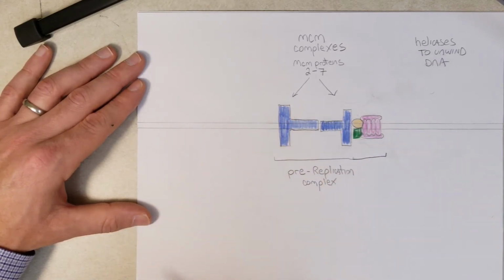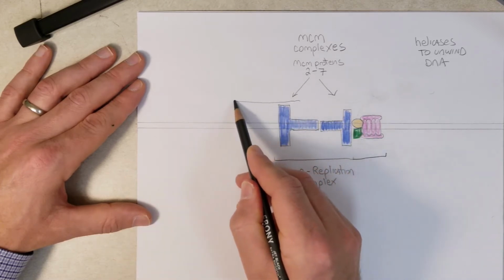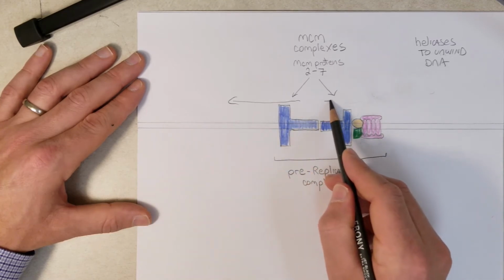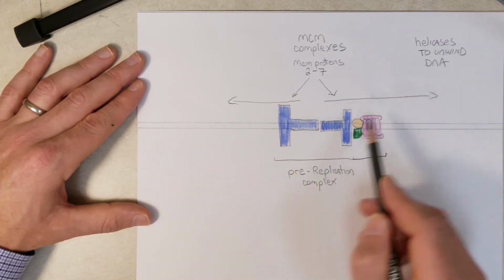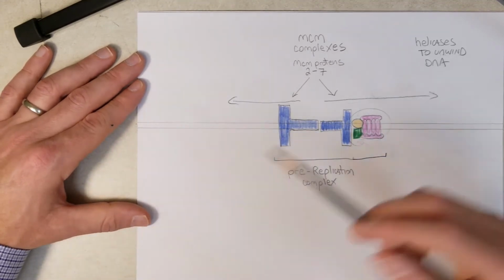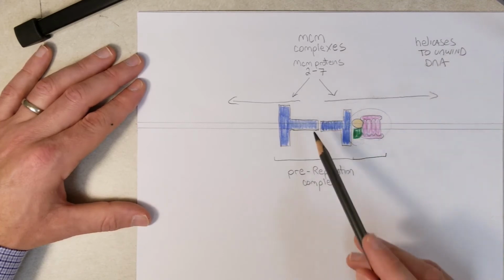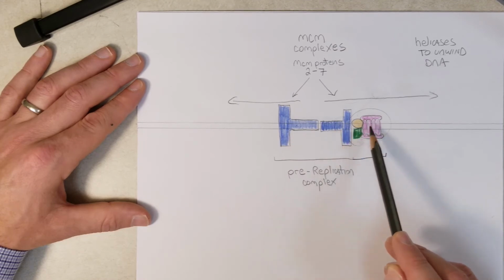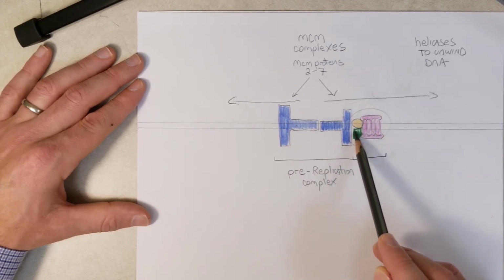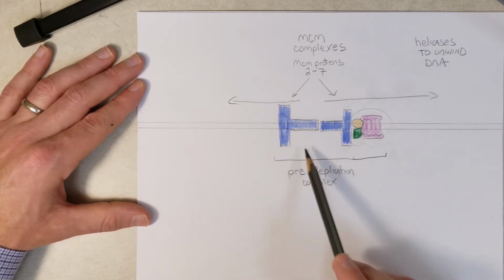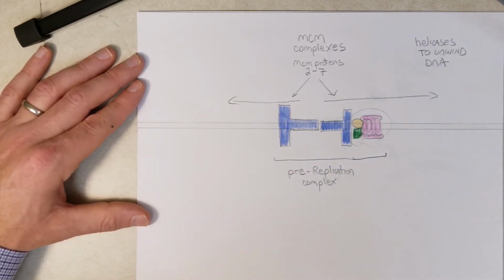And remember, we said DNA replication occurs bidirectionally. This one will go that way with the replication fork that moves to the left, and this one over here will go this way. Of course, these things will have to be moved out of the way. Together, this MCM complex here, this MCM complex here, CDC6, CDT1, and the ORC are called the pre-replication complex. So this whole thing is the pre-replication complex.